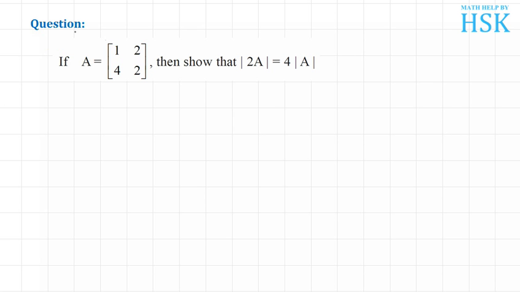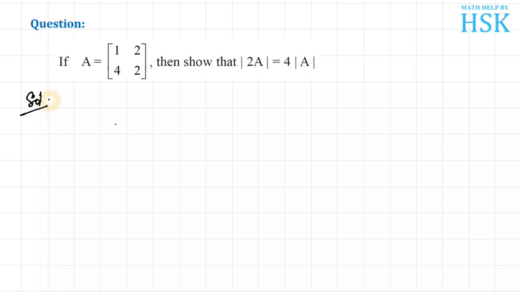In this question, we have been given that A is equal to the matrix [1, 2; 4, 2], and we have to show that the determinant of 2 times the matrix A is equal to 4 times the determinant of matrix A. Okay, so let's start solving the question.